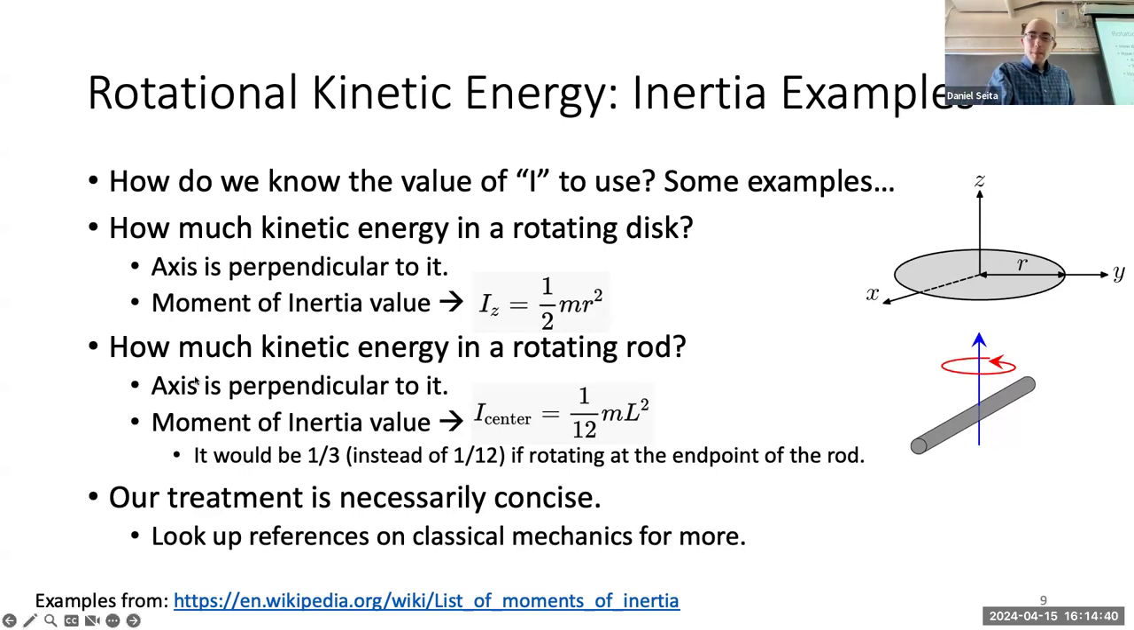So, how much kinetic energy is in a rotating disk? That would be a disk rotating about the z-axis. That's why we have Iz here, for the z direction. And then you would just take the formula 1/2 m times radius squared. And if you're talking about kinetic energy in a rotating rod, assuming the axis is like this, that's where the rotation is, and that's important. It matters where the rotation actually is. But if you have something like that, then you would just make it 1/2 m times l squared.